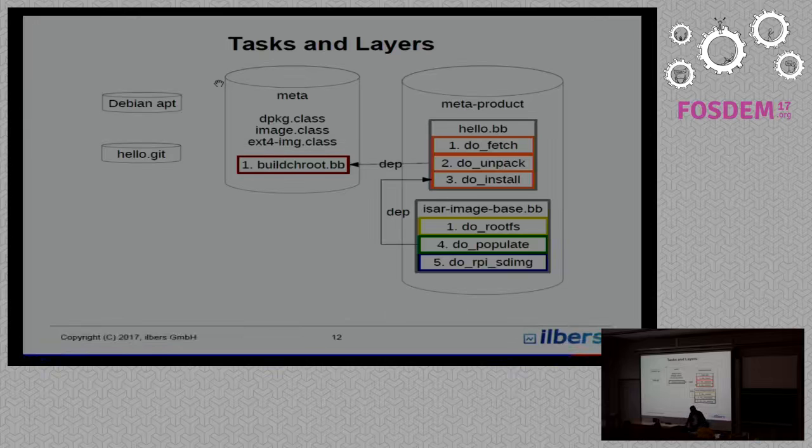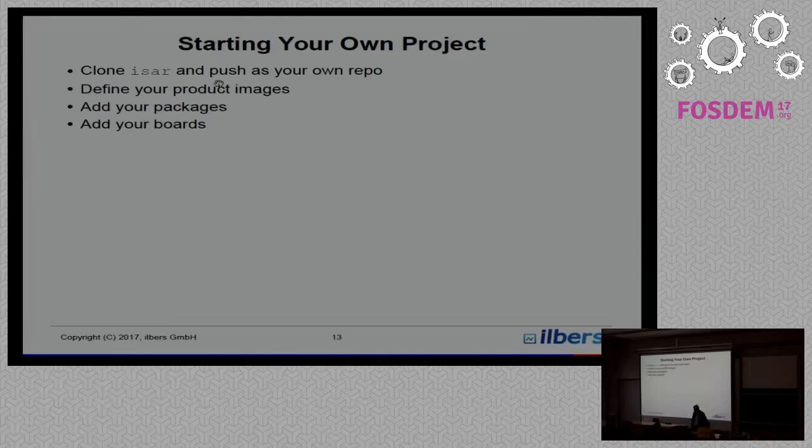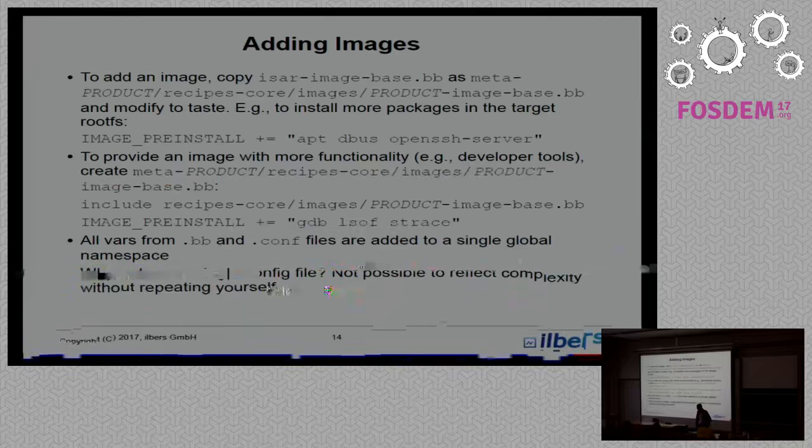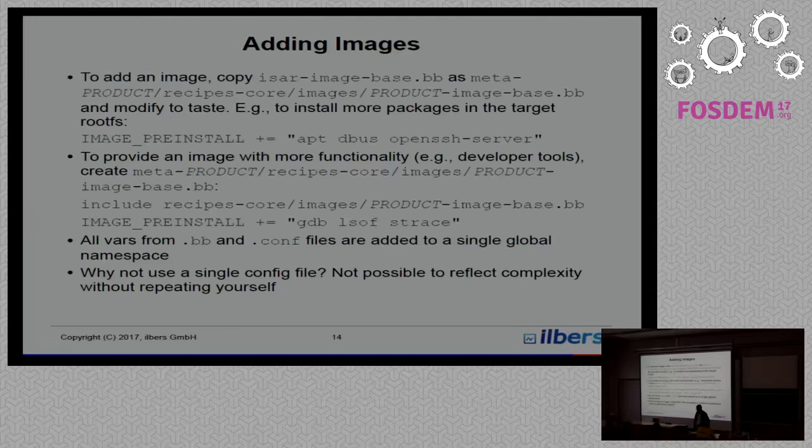So how do you create your project? You clone Isar, you push it as your own repo, you define your product images, add packages, and add boards. Images are defined in their respective recipes, so that you have a copy of your product recipe, and you can customize it. For example, if you want to install more packages in your target rootfs, then you modify the image pre-install variable inside it and say, okay, I want to have apt and I want to have OpenSSH server and so on.